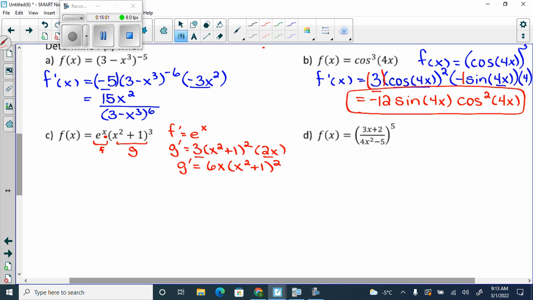Okay, let's start writing it out. So we have f prime of x equals f, which is e to the x, times g prime, which is 6x, x squared plus 1 to the 2, then plus g, x squared plus 1 cubed, times f prime, which is e to the x.